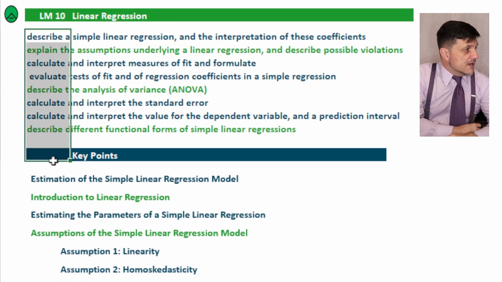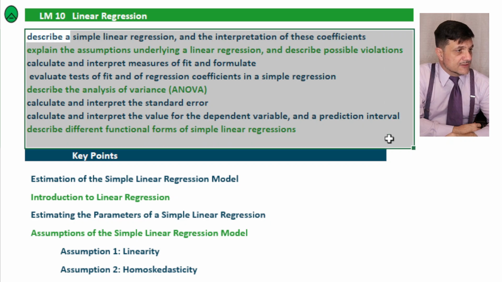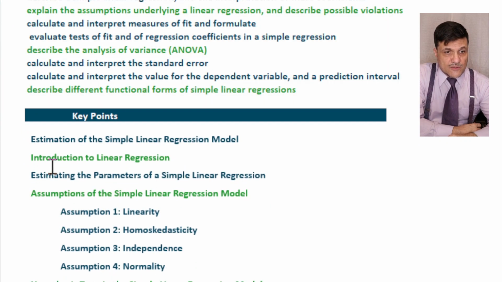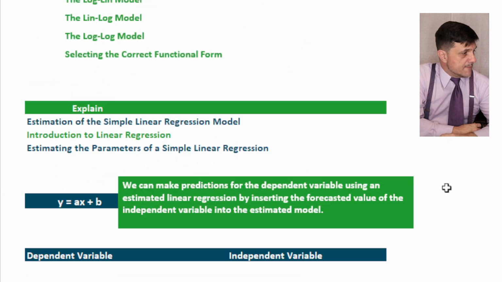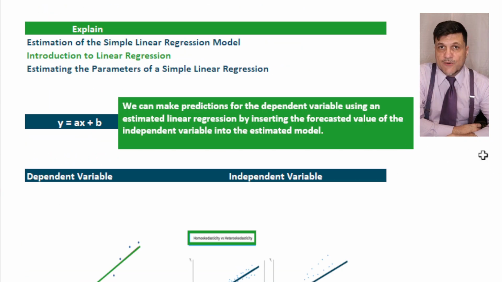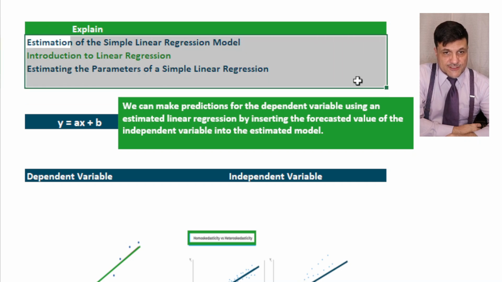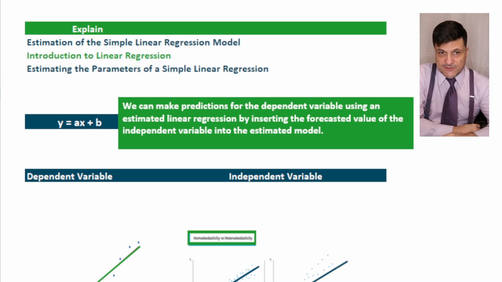Those here are the learning outcomes I'm highlighting. So again, take a look. Those below here are the key points, which you just covered. And now we're going to go through the points I made here. All right, let's go. I'm going to explain those 3 points first: estimation of the simple linear regression model, introduction to the linear regression, and estimating the parameters of the regression.